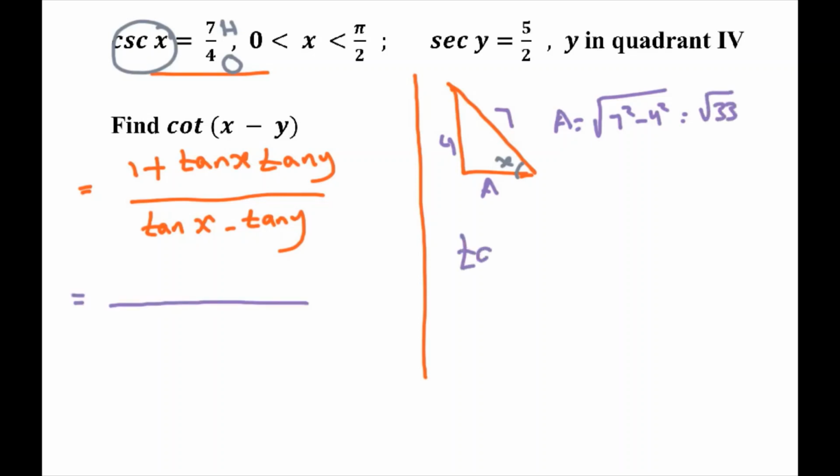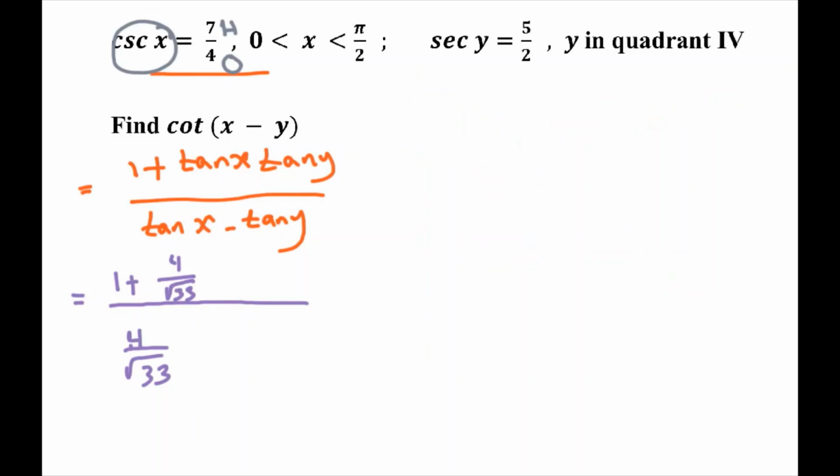So now tangent x equals opposite, which is 4, over adjacent, which is the square root of 33. So you can go here and say 1 plus 4 over the square root of 33, and here 4 over the square root of 33. Secant y, 5 over 2.